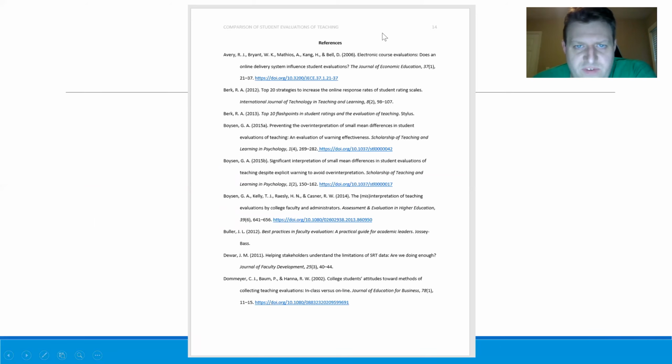Here's an example of the references section. Notice references is a level 1 header. The first author here is Avery, A, so that starts, then B, we go down, then we get to D. So it's in order by the last name of the first author.